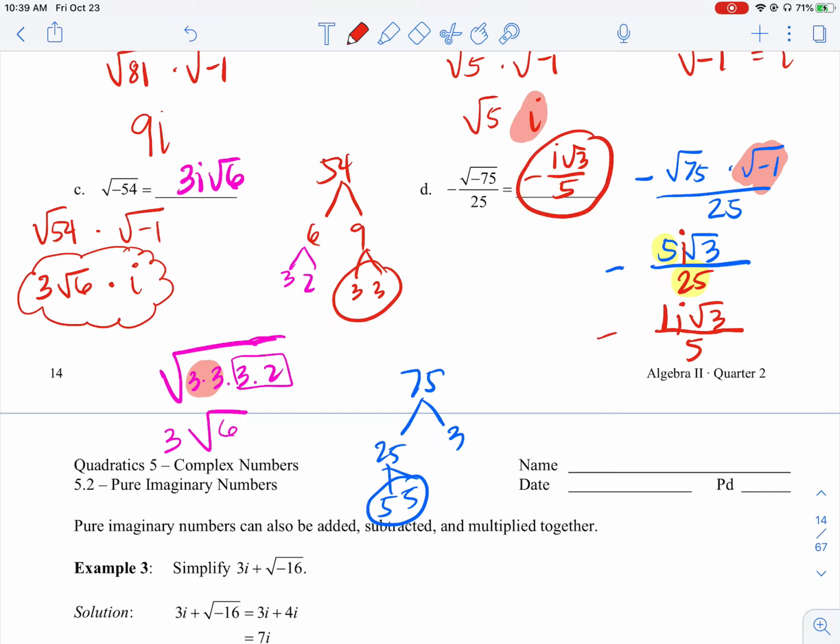You could, of course, put the i right after the radical. So you can say that your answer is negative square root of 3 over 5i, right? You can also do that. That is super okay.